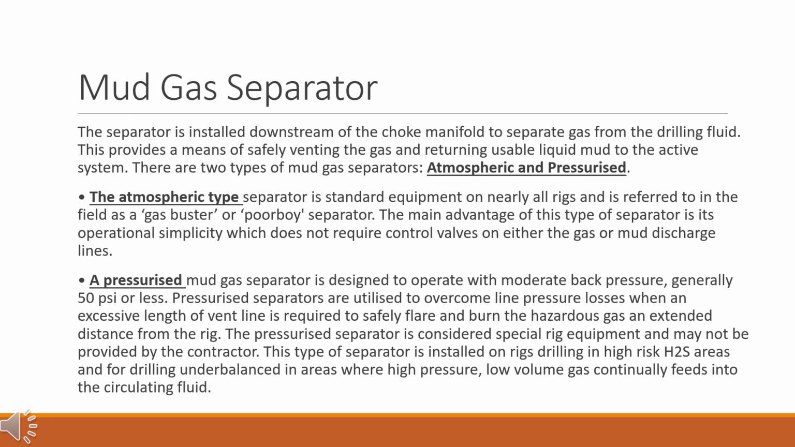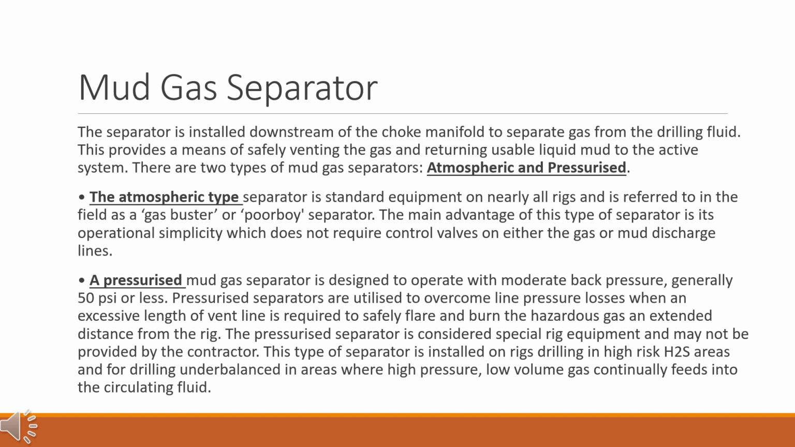Mud gas separator. The separator is installed downstream of the choke manifold to separate gas from the drilling fluid. This provides a means of safely venting the gas and returning usable liquid mud to the active system. There are two types of mud gas separators, atmospheric and pressurized. The atmospheric type separator is standard equipment on nearly all rigs and is referred to in the field as a gas buster or pourboy separator. The main advantage of this type of separator is its operational simplicity, which does not require control valves on either the gas or mud discharge lines.